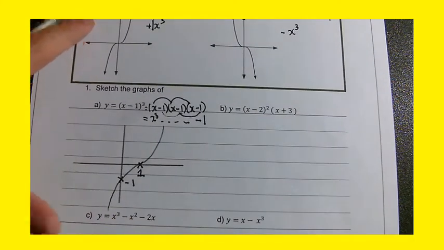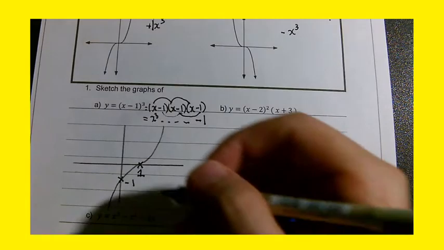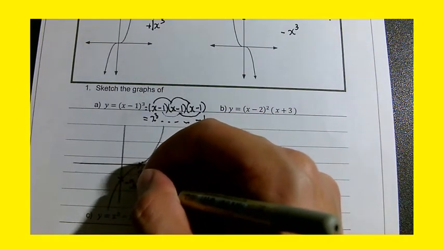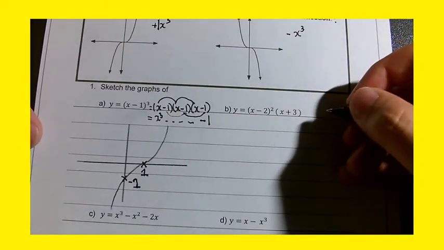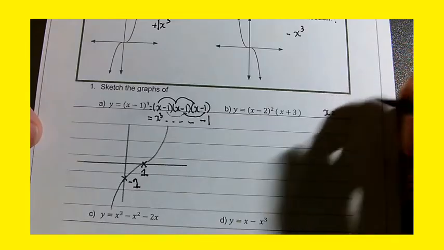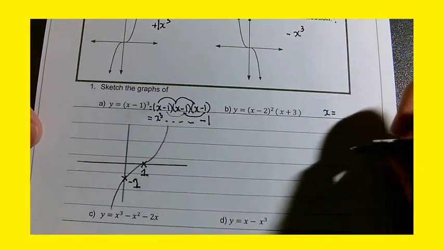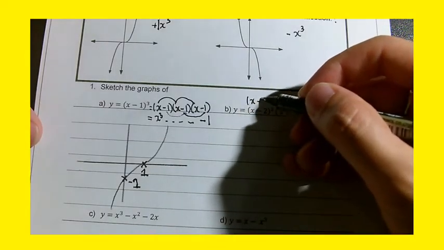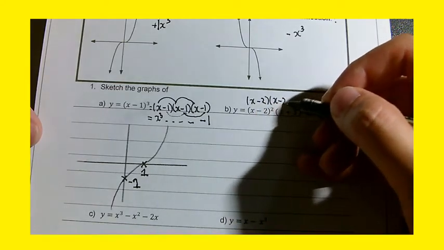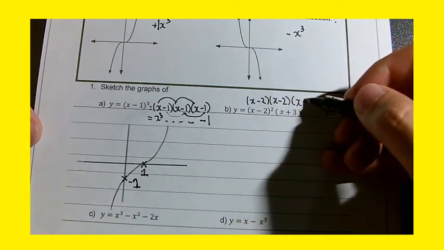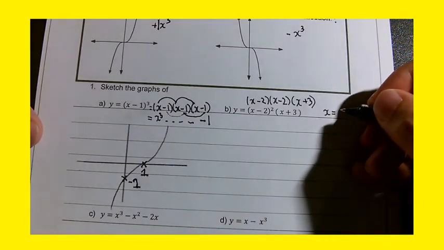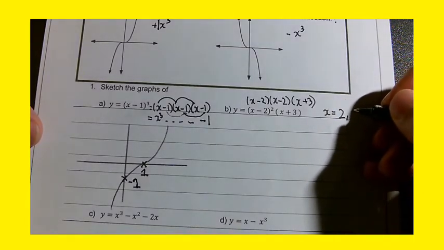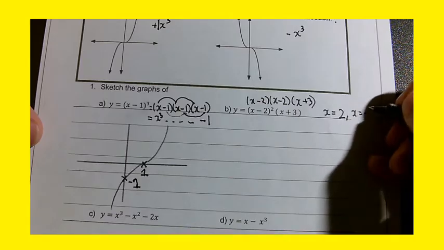Okay, the next example is example 2, where we've got x minus 2 squared and x plus 3. Now if I look at these brackets, I've got x minus 2 squared, which means you've got x minus 2 times x minus 2, and you've got the x plus 3. If I made each of these brackets equal to 0, I'll get x equals 2, and I'll get x equals minus 3.